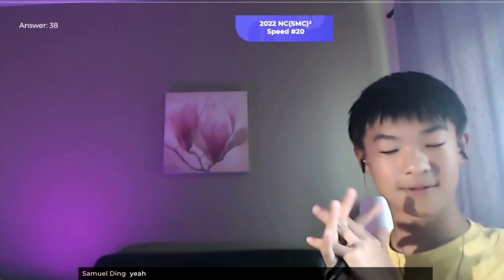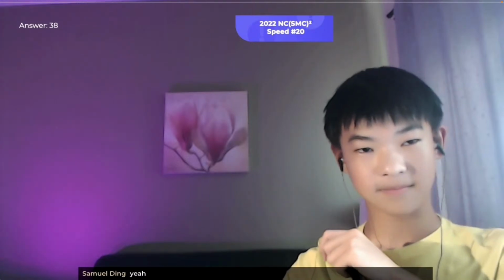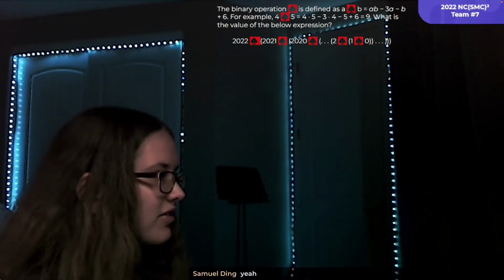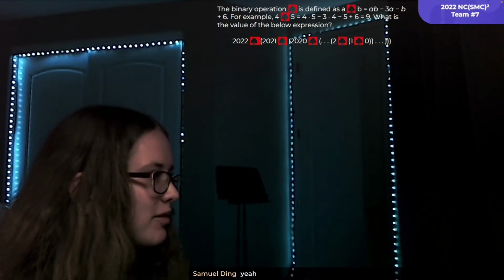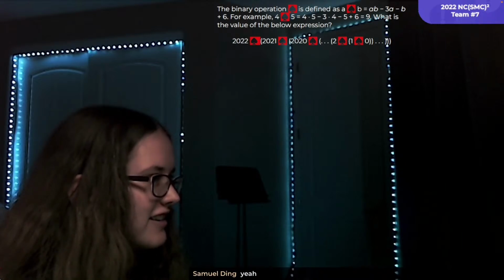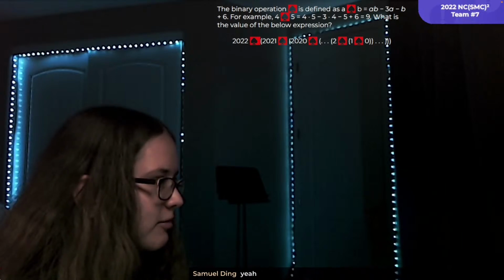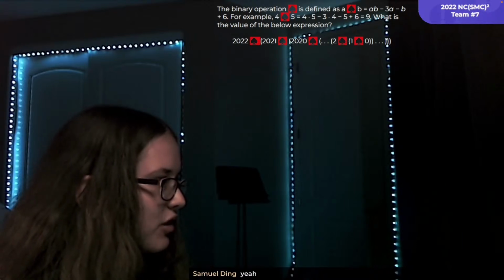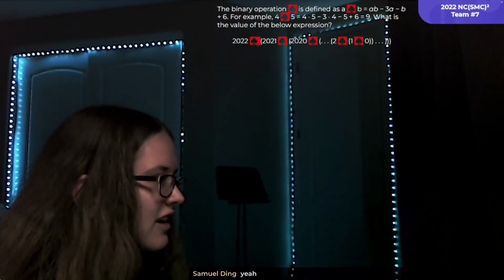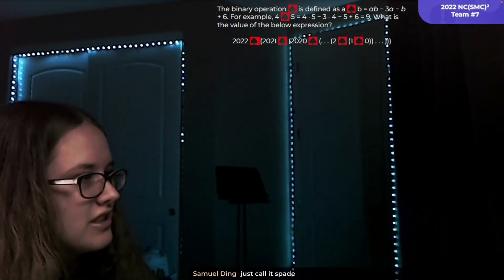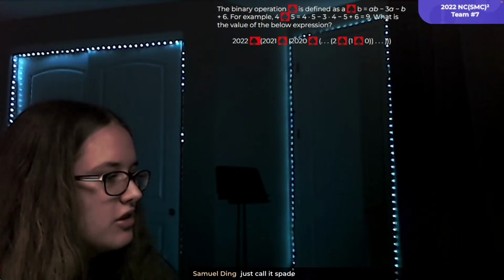Okay, let's check the answer. 38, precisely. Awesome. Oh, this is very red. The binary operation red spade is defined as that thing. So for example, you get that. What is the value of the below expression? Interesting. Okay, that looks terrible.